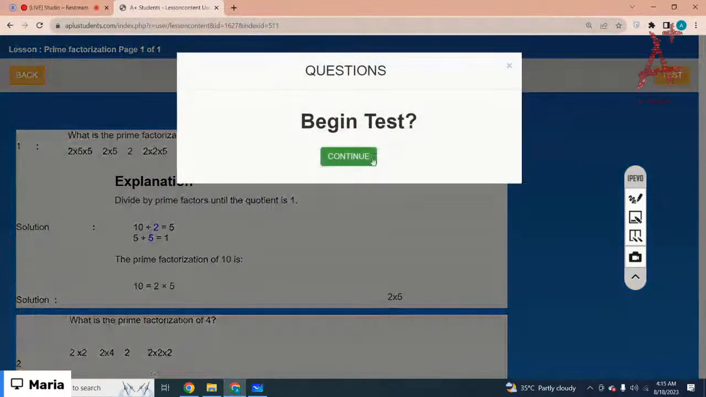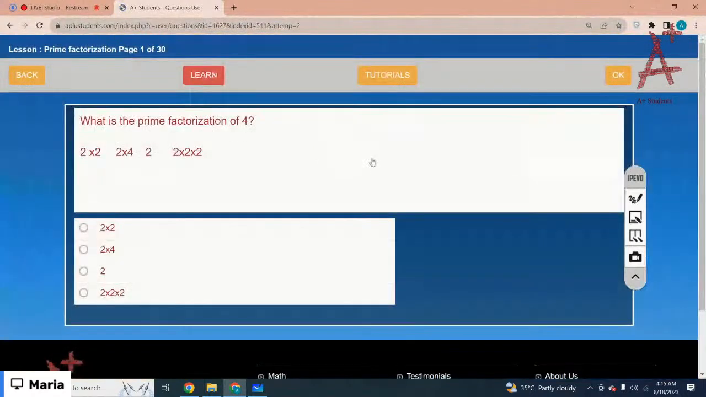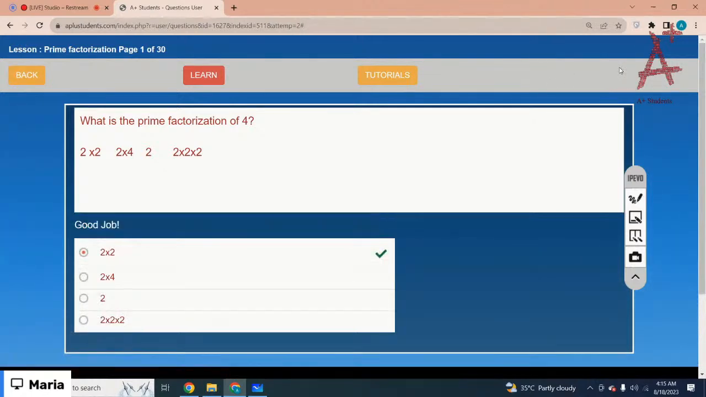Let's just start with the test questions. What is the prime factorization of 4? You have options given: 2 times 2, 2 times 4, and so on. Basically, factors means when you multiply two numbers, they make 4. So which two numbers make 4? 2 times 2. Yes, and 2 is a prime number. So that is the only prime factors of 4, right? That would be 2 times 2.